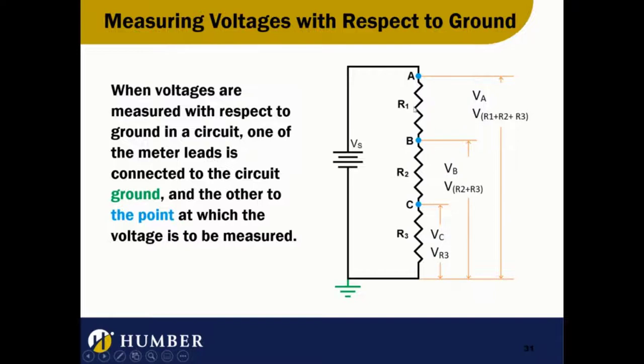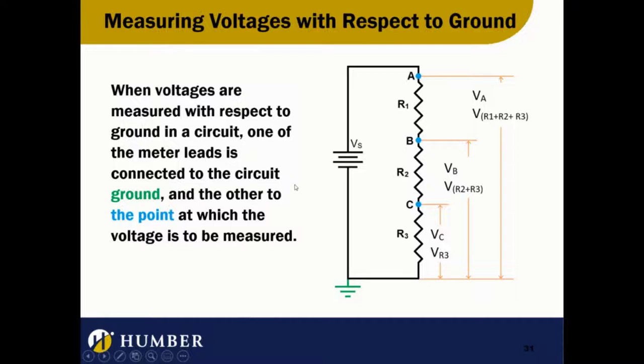I can also say that as the current travels through, I lose more and more energy pushing the current through here, and now there's less energy at point C. So the voltage potential at point C is equal to the voltage drop across R3.